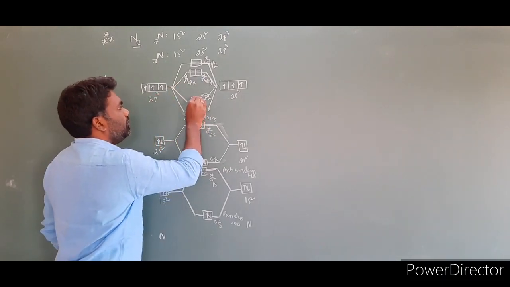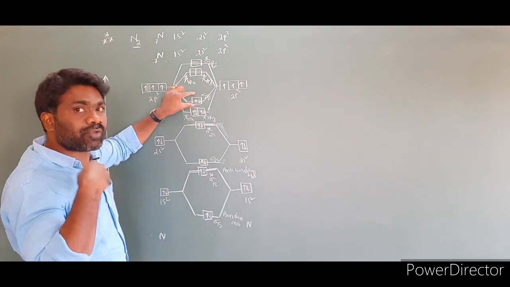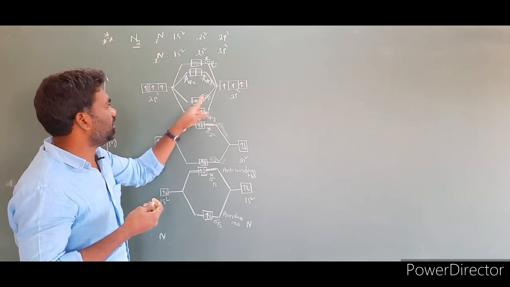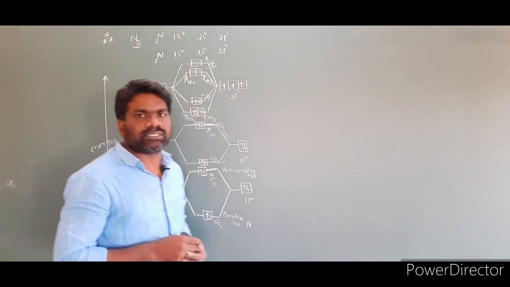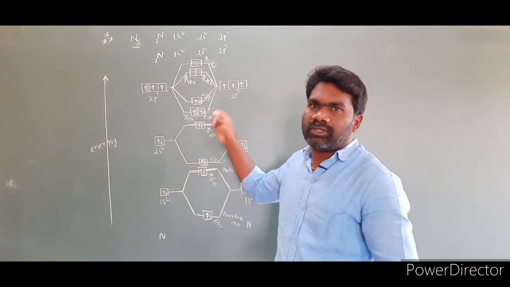1, 2, 3, 4, 5, 6. So 6 electrons are sufficient. If a 7th electron were there, we would have to fill it here. 7 electrons are not there, so we fill only the bonding molecular orbital. So this is the filling of electrons in the bonding and anti-bonding molecular orbitals in the N2 molecule.